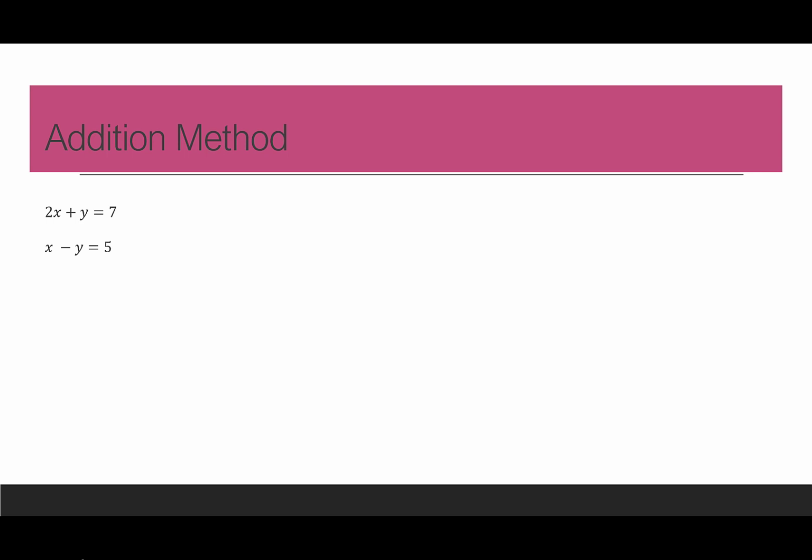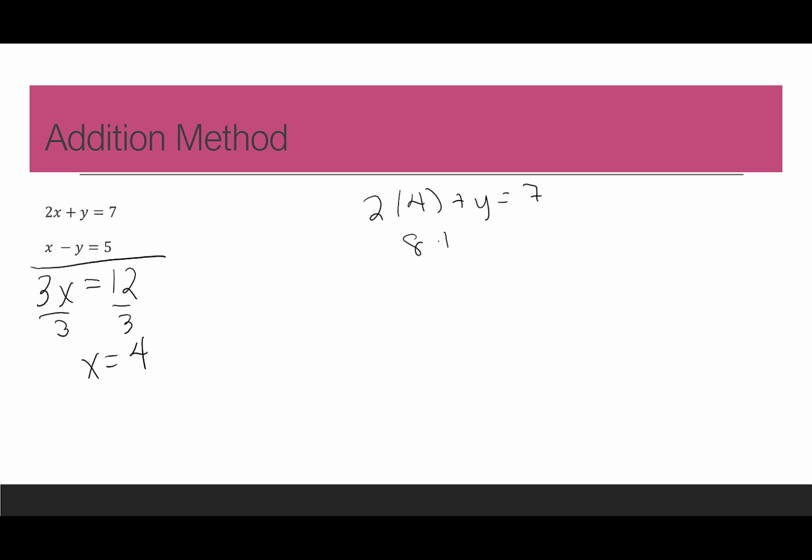If I add 2x plus y equals 7 to x minus y is 5, 2x plus x is 3x, y minus y cancels, 7 plus 5 is 12. So we eliminated one of the variables. I can divide by 3, which says x is equal to 4. So once I have the 4, I just plug it back in. So let's say I do 2 times 4 plus y is 7. This is 8 plus y is 7, so y is negative 1. And you pick which line you want to plug the 4 into, the first or second, it doesn't matter. So here's my (4, negative 1) answer.